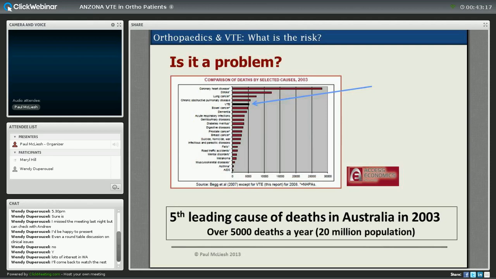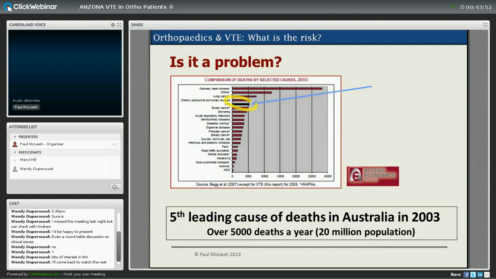So VTE, I said before, is a leading cause of death. In this report in 2003 by Access Economics, it was the fifth leading cause of death. It's one of the highest leading causes of preventable deaths in Australia, but here you can see it's around, I can't remember the exact figures, 5,000 wasn't it? Yes, 5,000 deaths, sorry. I'm looking at the top, not the bottom. Obviously, there are other disease processes that outstrip that, so coronary heart disease is much higher.